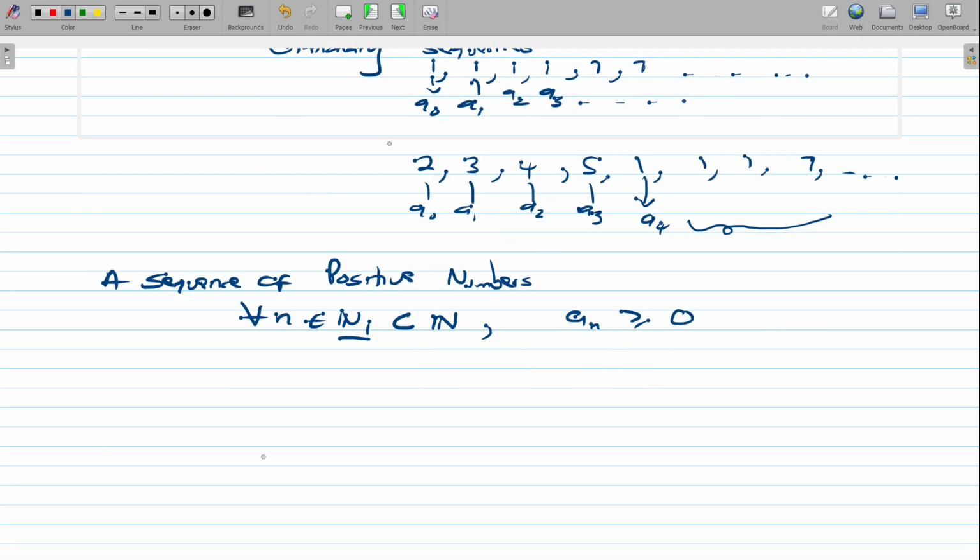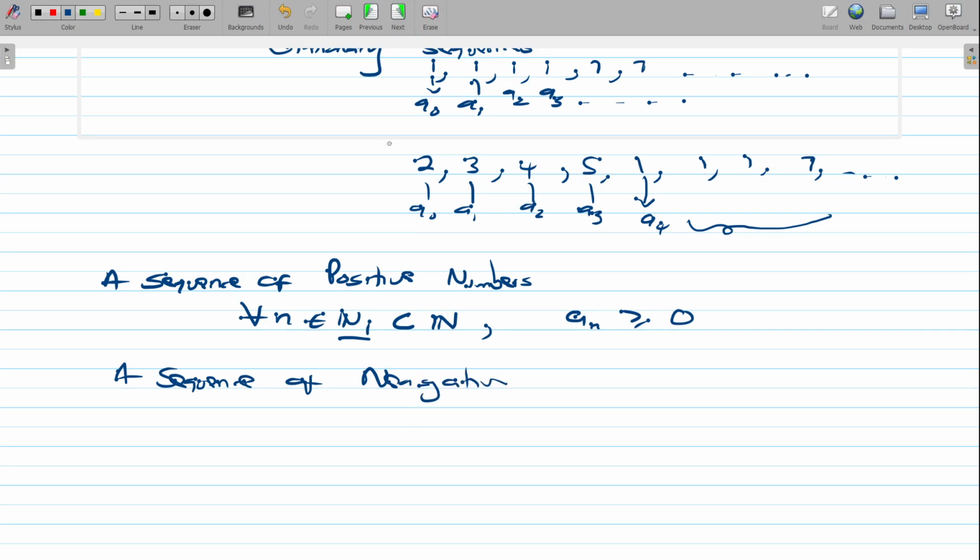Similarly, we can now define a sequence of negative numbers. So we can have what is known as a sequence of negative numbers.